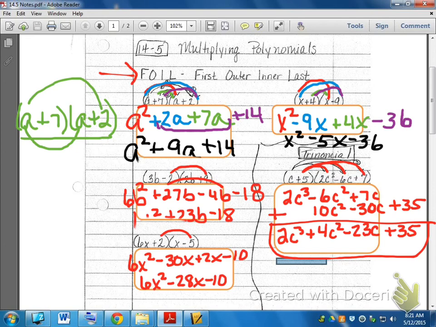That's taking a binomial times a trinomial. You can multiply any polynomial by any polynomial. It's just the one that's in the first parentheses. Take every term and distribute it through and multiply it with every one in the second set of parentheses and combine like terms at the end.